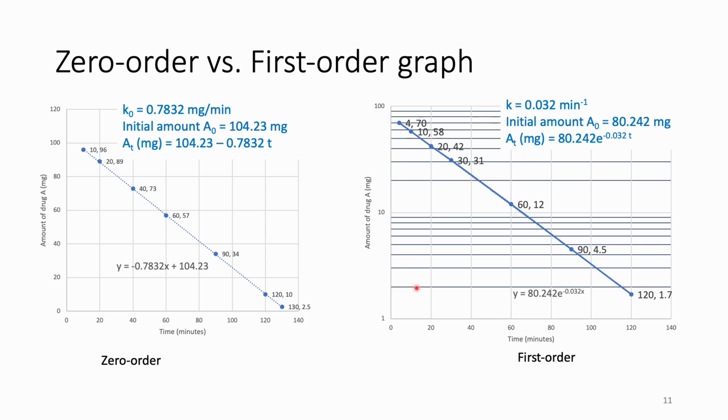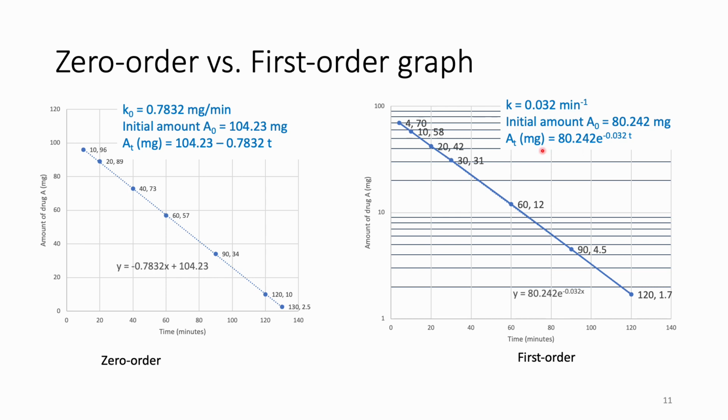For a drug following first-order kinetics, from the straight line on the semi-log graph paper, you can still calculate the K value. For example, with this example, K is calculated to be 0.032 per minute. That means about 3.2% of the drug will be decreased after every minute. From this data, you can calculate the maximum or initial amount of drug in the plasma, which is 80.242 milligram.